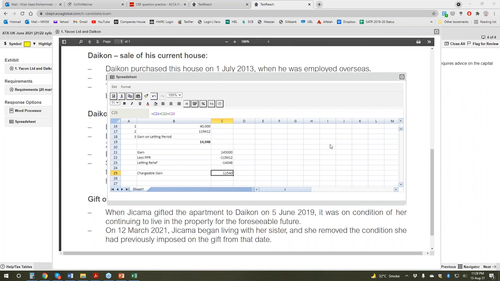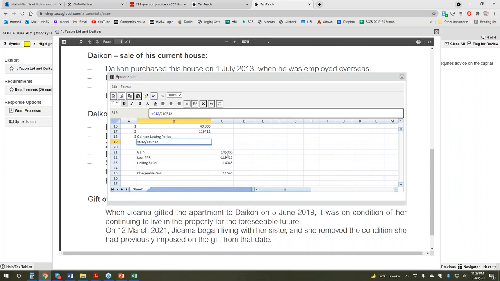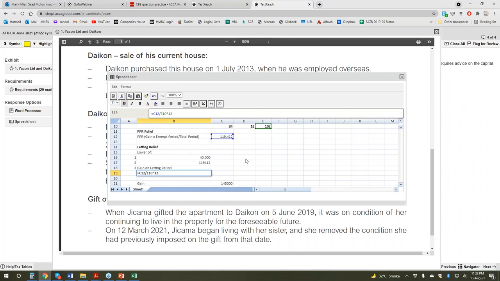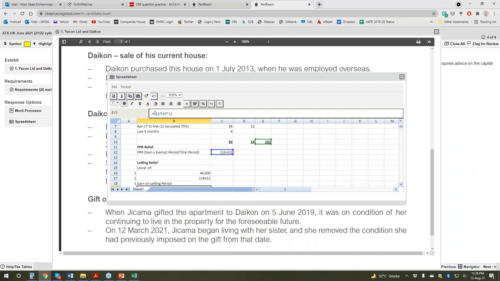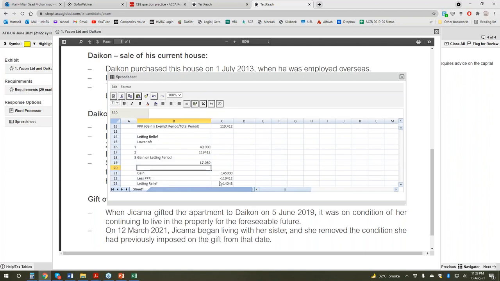So guys, I hope I have answered the question. Okay, Rakesh has asked me how I have calculated this. Okay, Rakesh, this is the gain on letting period. This is the total gain. Oh, sorry, I have selected the wrong amount of gain. It should have been 145,000 as the gain. So it's 17,059. Thank you for highlighting the mistake, Rakesh. I have wrongly selected the PPR figure rather than the gain figure.